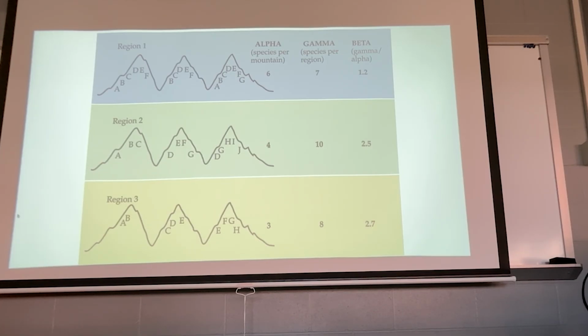The gamma diversity is only 7. That is the whole region. All 3 mountains combined, there are only 7 species, right? So when you look at these 2 numbers, that simply tells you that each mountain is very similar, isn't it? Right? And if you look at it, A, B, C, D, B, C, D, E, A, B, C, D, right? Most mountains have the same species on them. So the communities here are very similar.